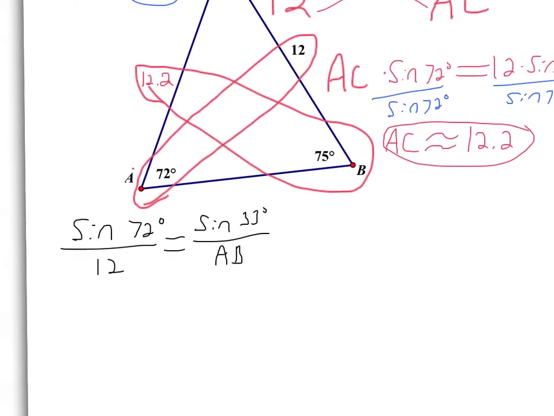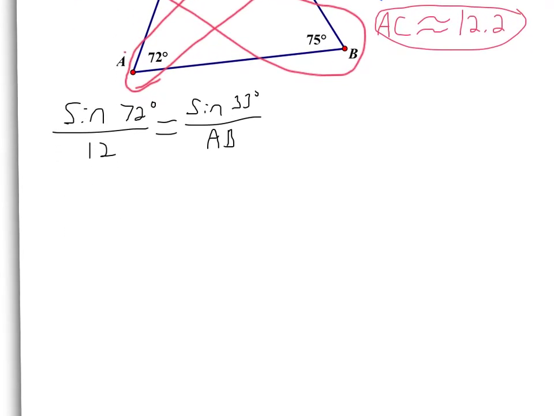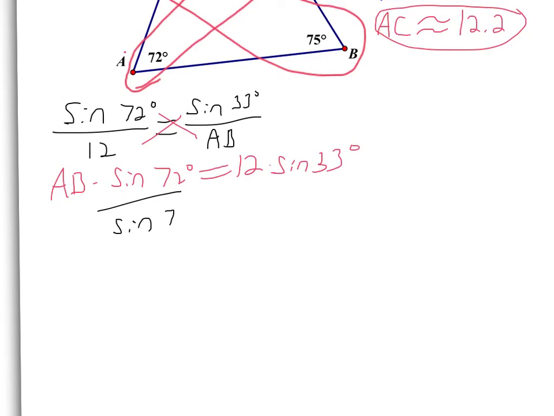All right, so now we'll just cross multiply. So on one side I'll have AB times sine of 72 degrees. On the other I'll have 12 times sine of 33 degrees. To get the AB by itself, I will divide both sides by sine 72. That way the AB, the side we want to know, will be by itself.